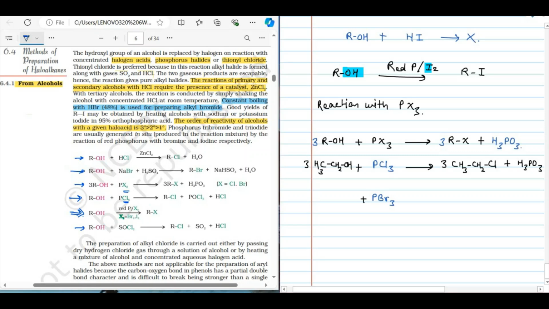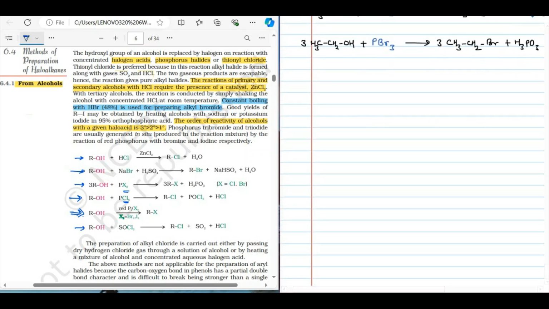Similarly, you can write the reaction with PBr3. So here again 3 moles of ethanol we can take, as for example. So here CH3 single bond CH2OH. When it reacts with PBr3, you will get 3 moles of CH3CH2Br, and H3PO3 is formed as a byproduct.